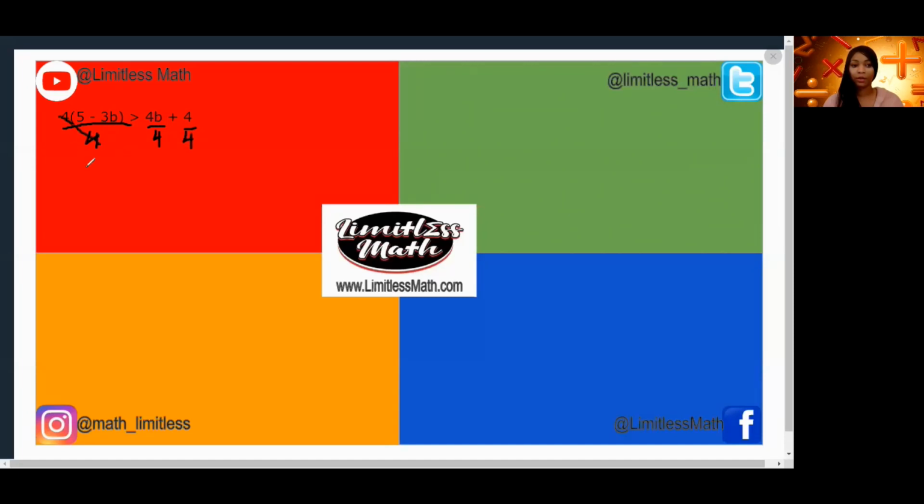So the 4's cancel. 5 minus 3b is greater than, these 4's will cancel, that's a b. And then these 4's will simplify to a 1. 4 over 4 is just 1, okay? All right, now it looks like both sides are completely simplified. We can't combine any like terms anymore. So we want the b's to be together. You can decide whichever one you want to move.